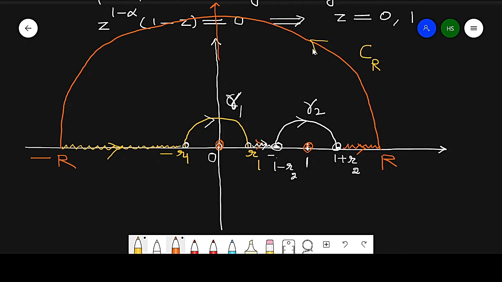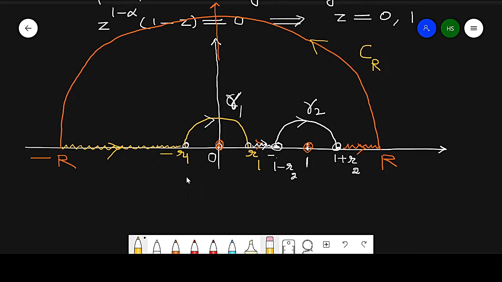So this is the integration of our region. Now I will apply the Cauchy residue theorem to find the integration over the entire domain. So what is the entire domain? By the Cauchy residue theorem, the integration around that entire domain is equal to 0.